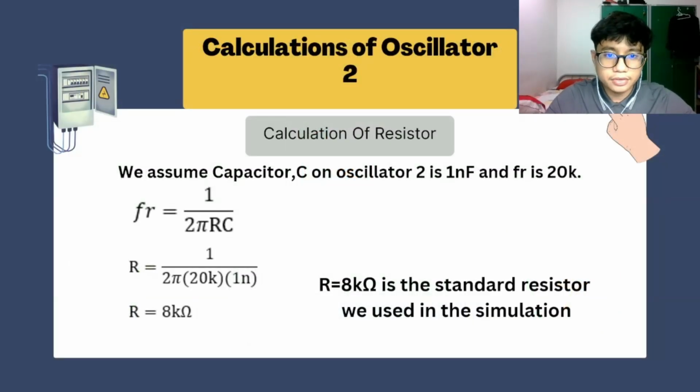Next, the calculation for oscillator 2. First thing first, we should calculate the resistor. We assume capacitor C on oscillator 2 is 1 nanofarad and resonant frequency is 20k. We know that resonant frequency equals 1 over 2 pi RC. So we just substitute: R equals 1 over 2 pi times 20 kilo times 1 nano, and the answer is 8 kilo ohms. So the 8 kilo ohm resistor is the standard resistor we use in the simulation.